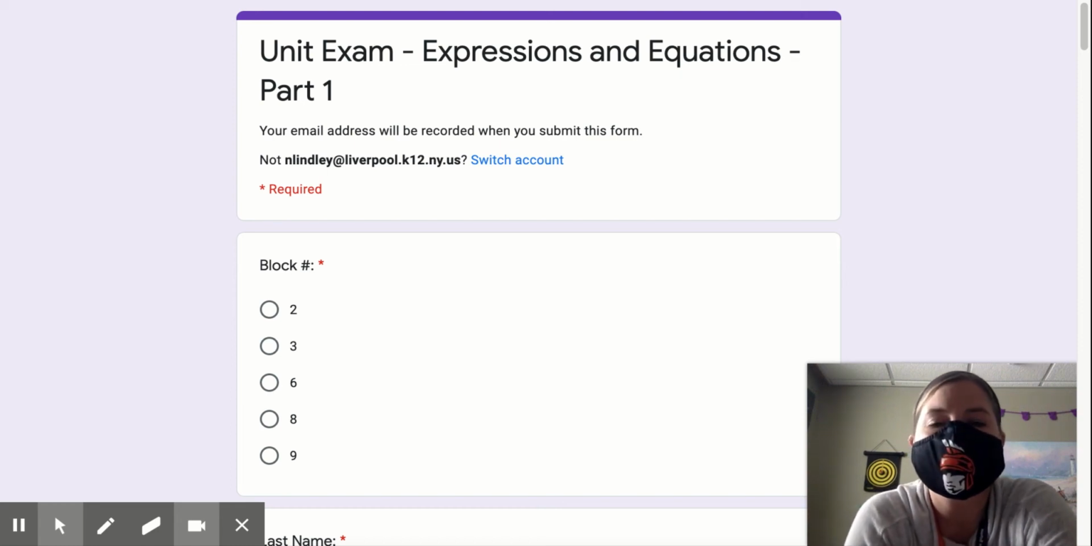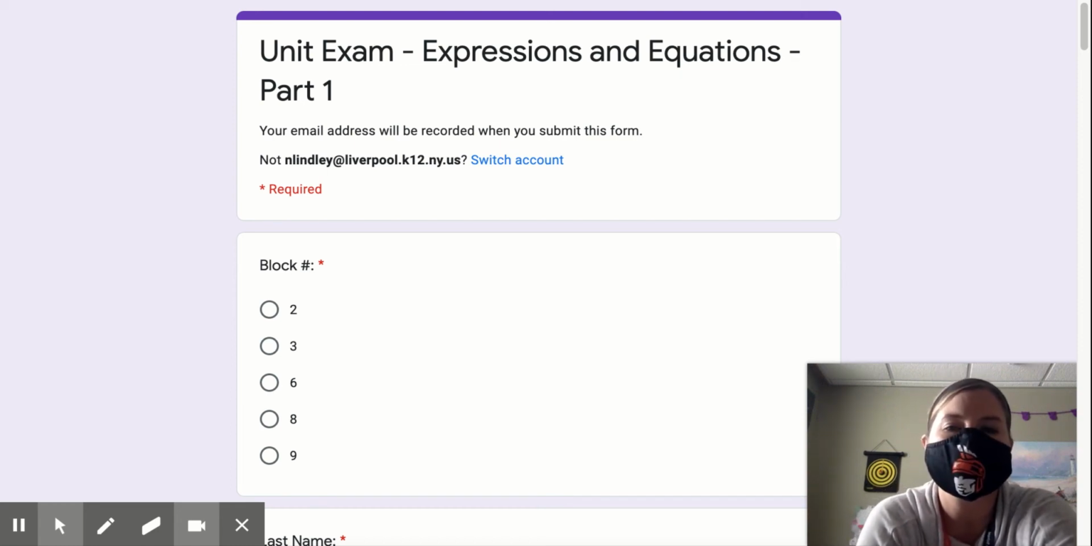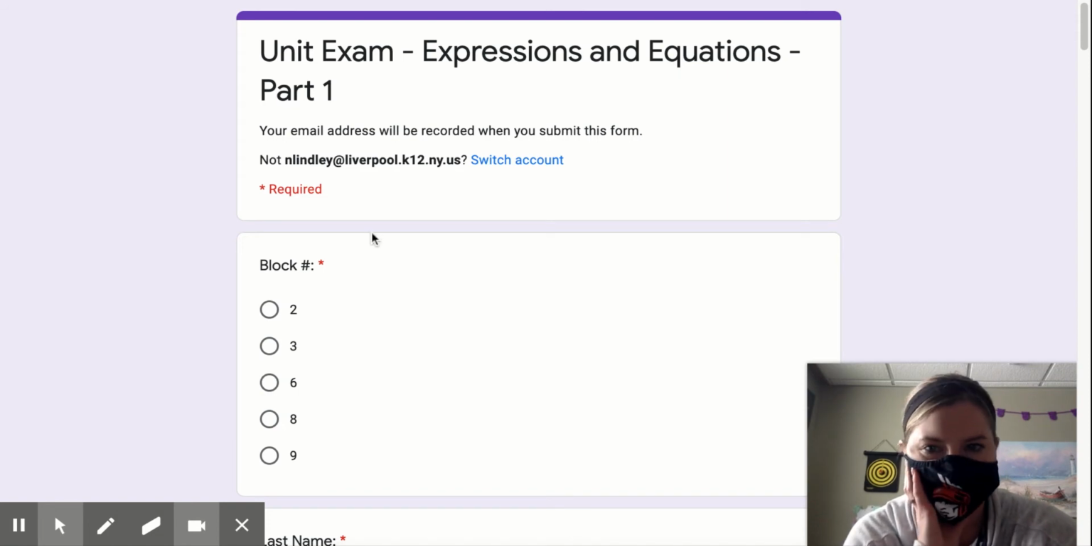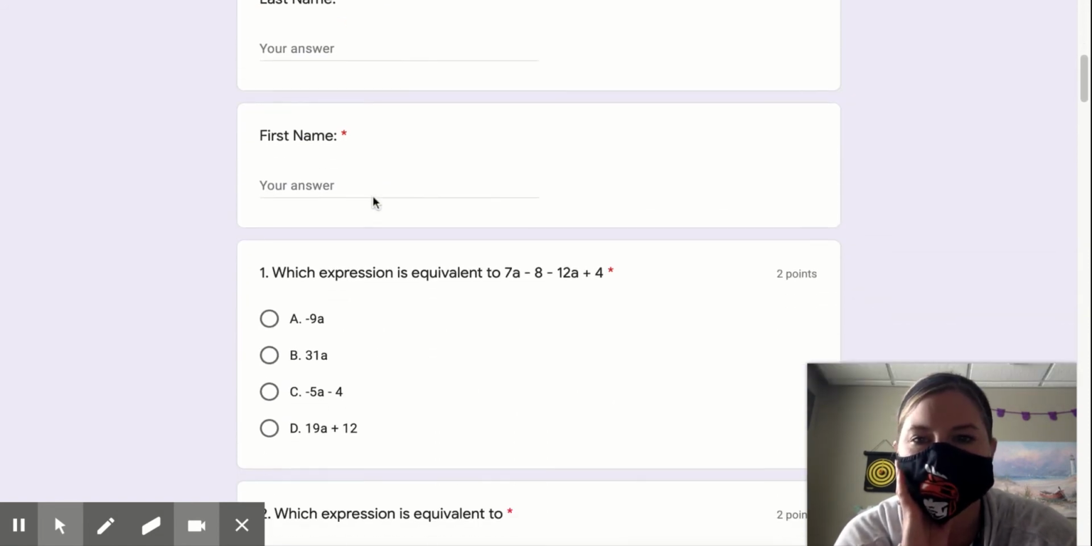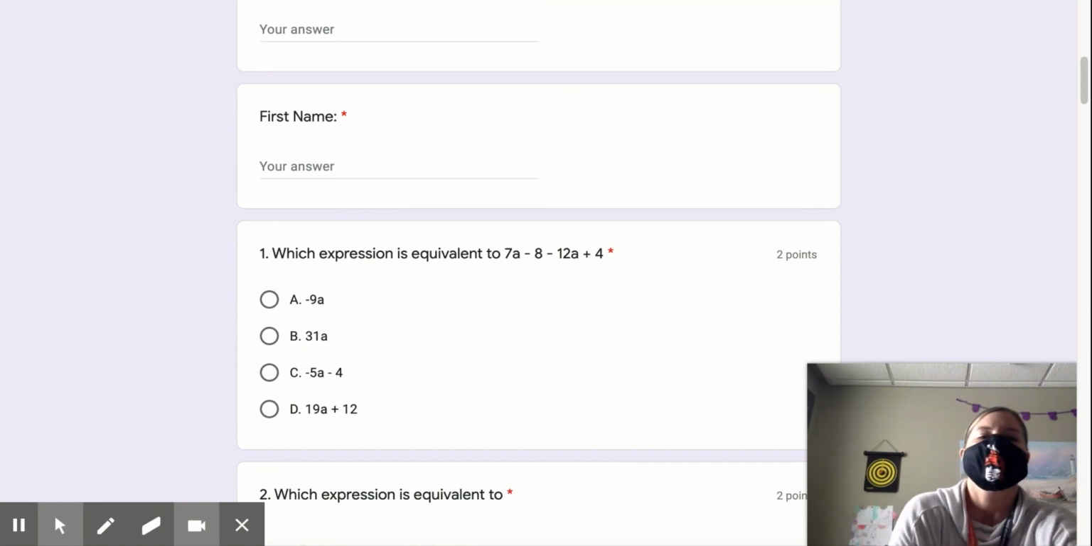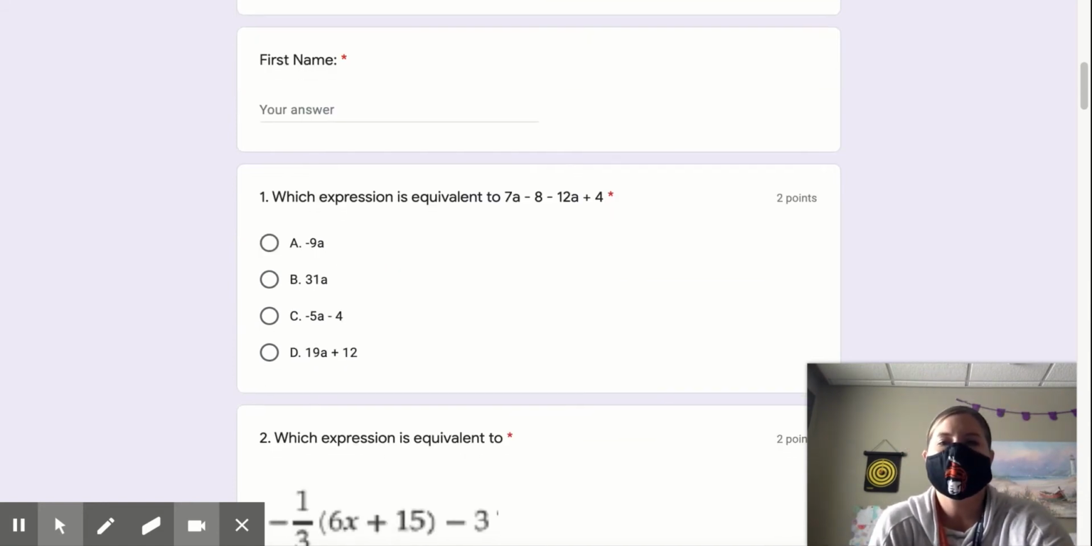This is the unit exam for expressions and equations part 1. Please select your black number, put your last name and your first name. All right, question number 1.